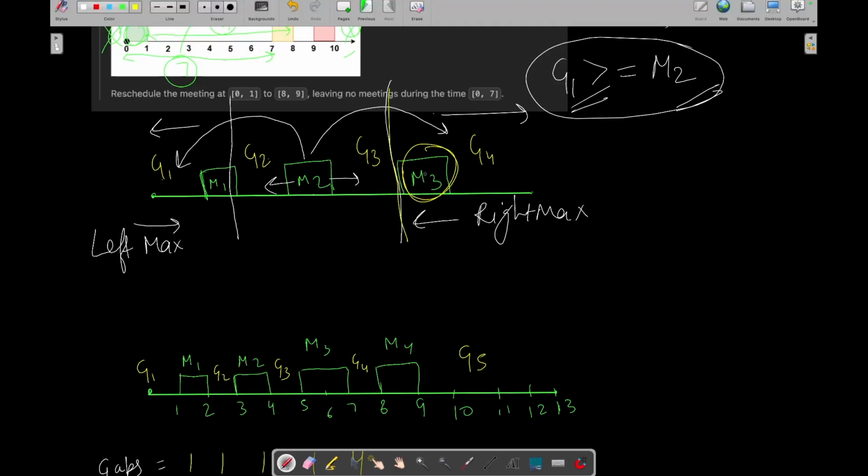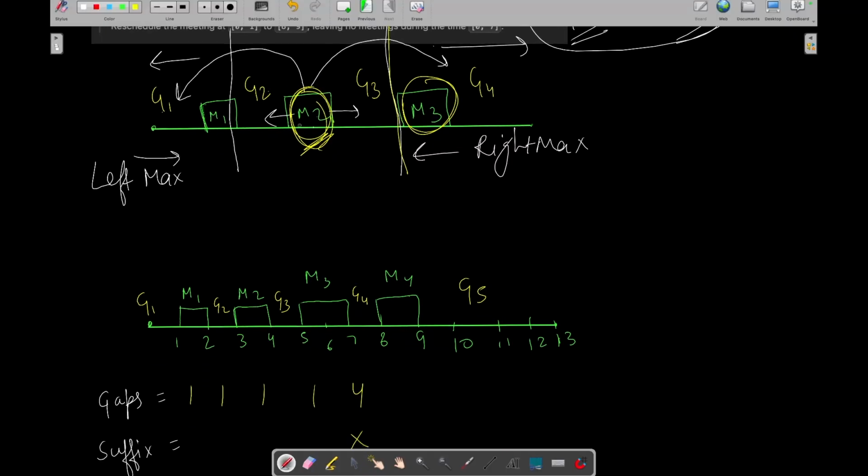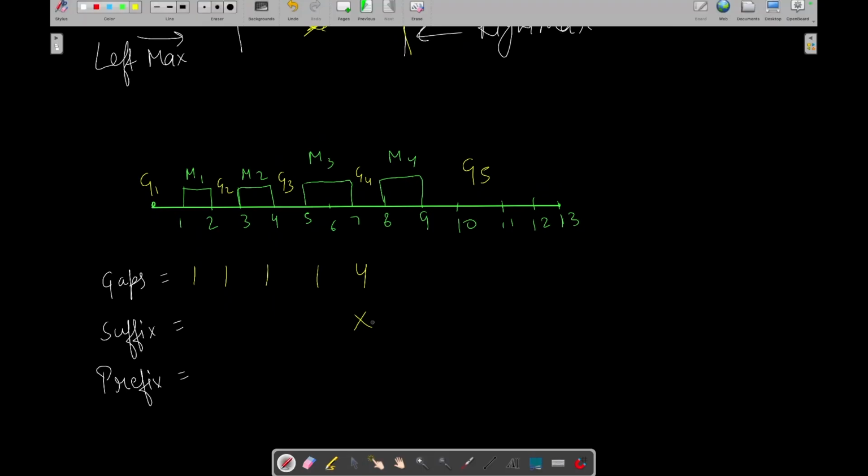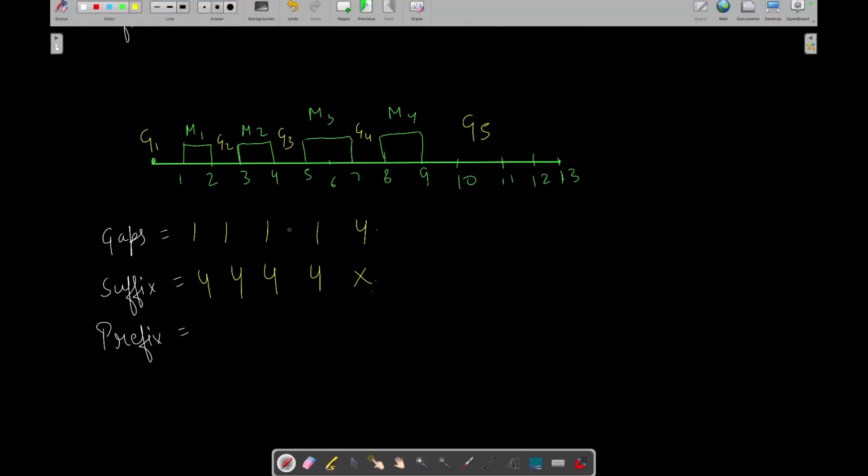If any gap occurs after a meeting, then how will we calculate the right max for this meeting? There is one gap and there is one meeting, and after that meeting, if there is any gap, then that will be considered in the right max for this M2 meeting. So for the last meeting, there is no right max. For this meeting, the right max will be the maximum of both of these, which is 4. And for this M3 meeting, it will be the maximum of 4 and 1. This will be also 4, this will be also 4, and this will be also 4, right?